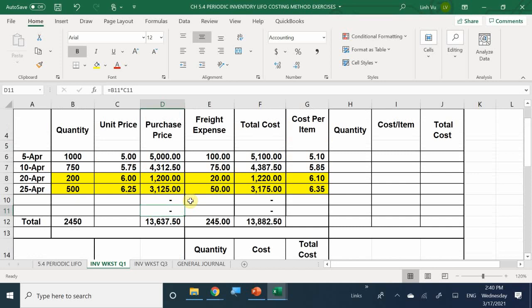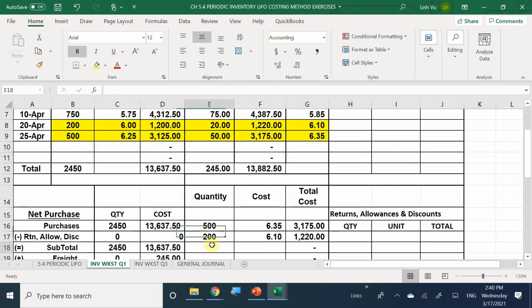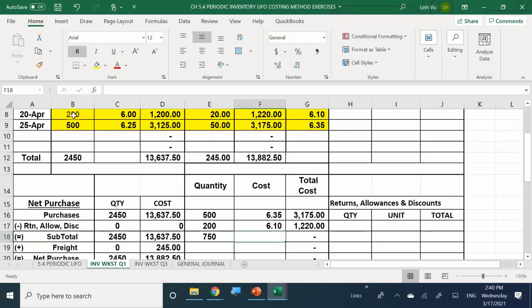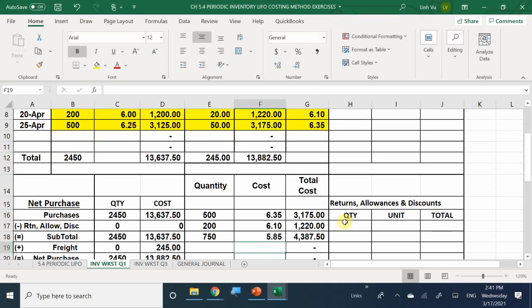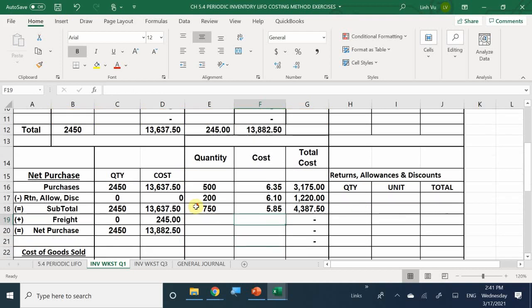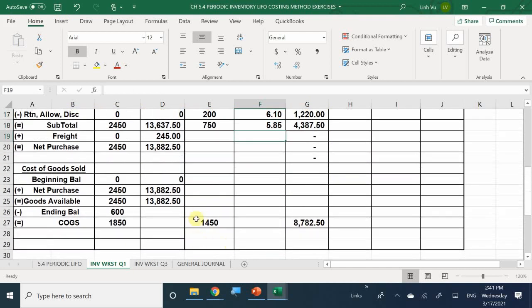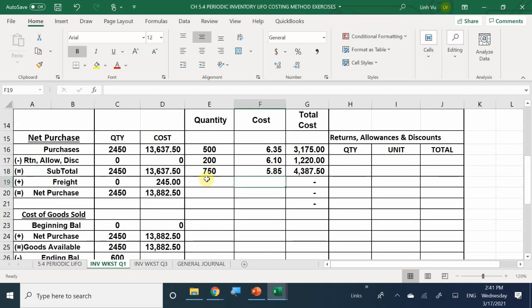We need more than 750. Okay, good. So the next one is 750, right? I'm going to cell reference this. We're going to take the 750. We're going to get rid of the whole batch. And there you go. How much more do I need to sell? Right now I currently have 1450. I need to get to 1850. So I need 400. So I'm going to type in 400 right here.